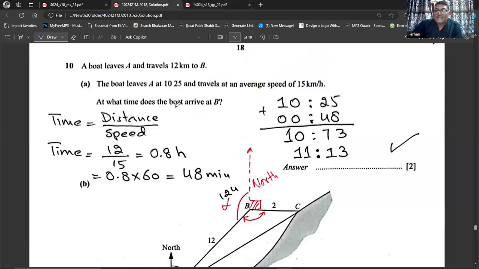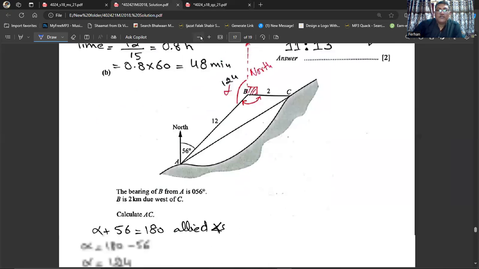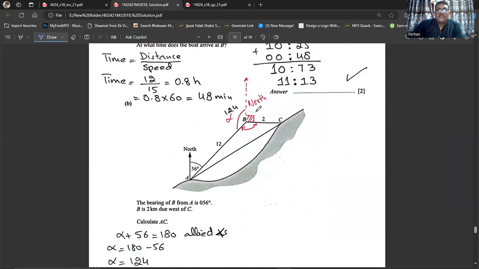I hope you understand this strategy. Let me show you. So this is our strategy. This is 56. This is alpha. Alpha plus 56 will be equal to 180 because they are allied angles to each other. So alpha will be equal to 180 minus 56, and alpha will be equal to 124. So now this angle is 124.